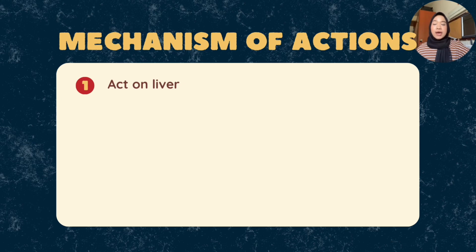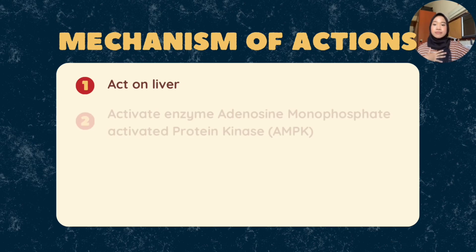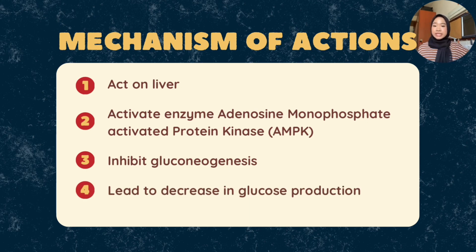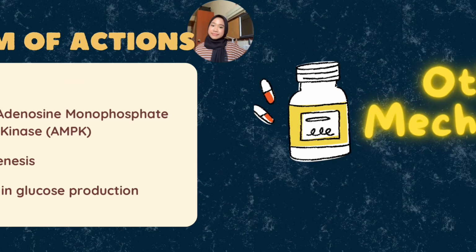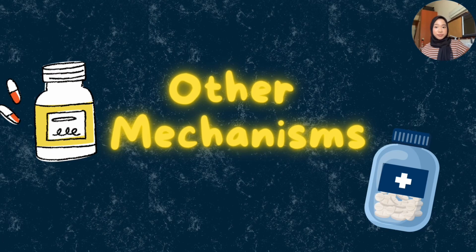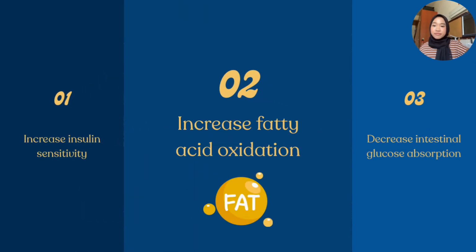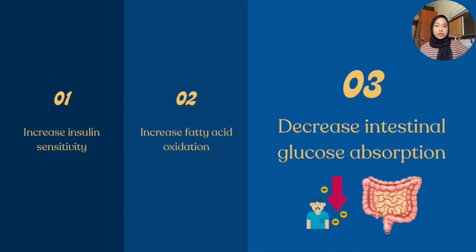The first one is metformin acts on the liver and activates the enzyme called adenosine monophosphate-activated protein kinase, known as AMPK, and it will inhibit the gluconeogenesis process, and lastly it will lead to a decrease in glucose production. There are other mechanisms of metformin. The first is it will increase insulin sensitivity. The second one is increased fatty acid oxidation. Lastly, it will decrease intestinal glucose absorption.